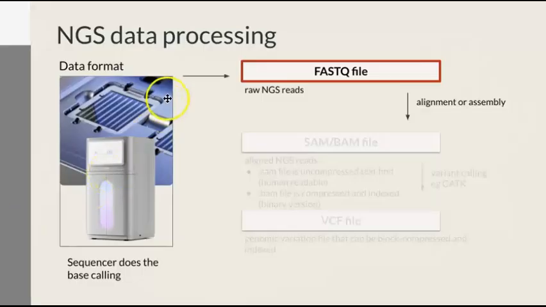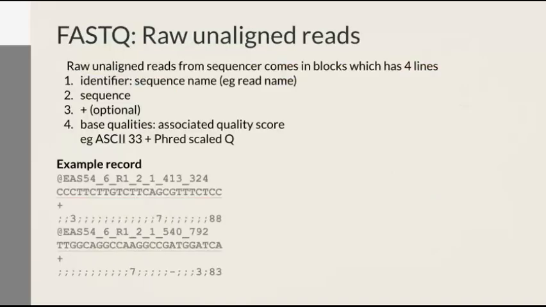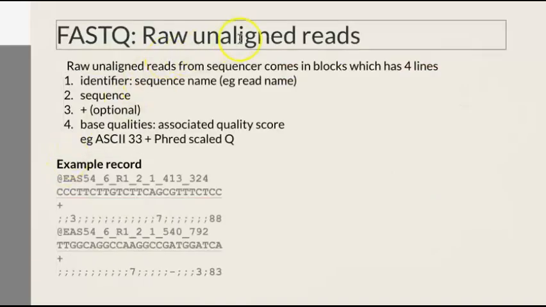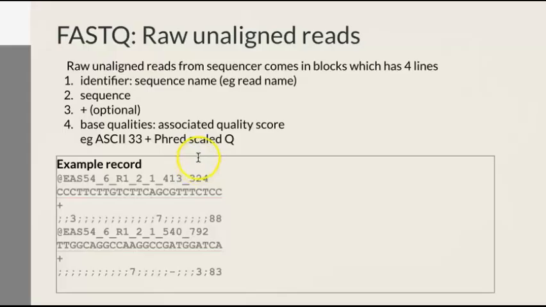So the first thing off your sequencer, fresh off the press, are these FASTQ files. And a FASTQ file looks like this. So what you're going to see is multiple lines. Each one of these lines represents a read. So you have these raw unaligned reads. So right now you haven't done any alignment. These are just your raw reads.